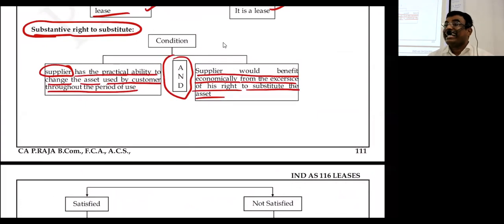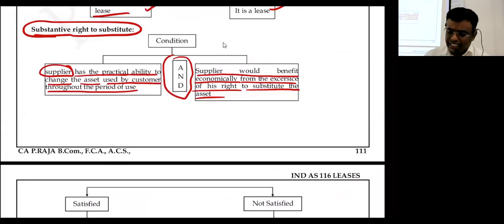Substantive rights to substitute. If you have substantive rights, then it is not a lease, generally. If you don't have substantive rights to substitute, then it is a lease. In some cases you will have substantive rights, but that should not be treated as substantive rights.